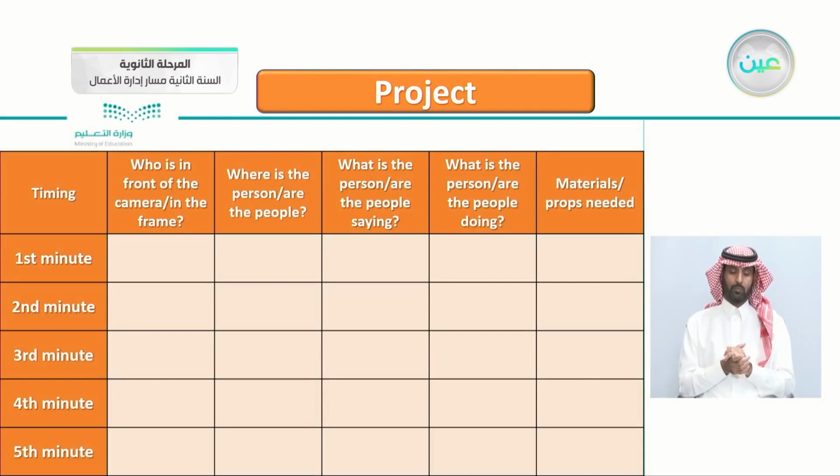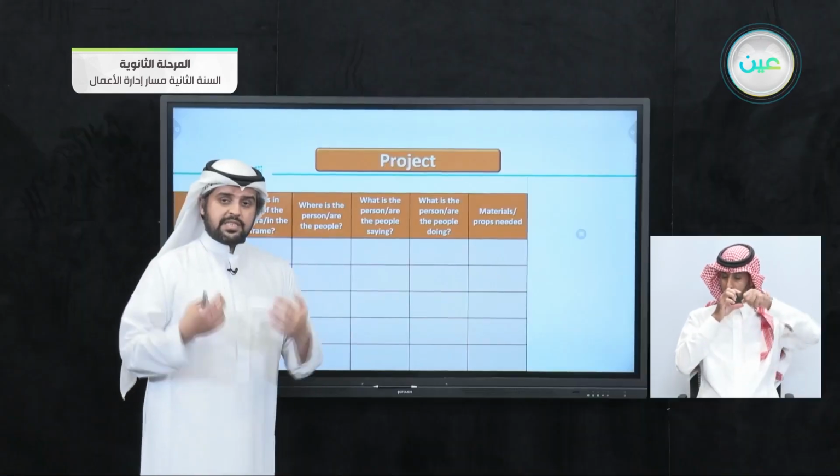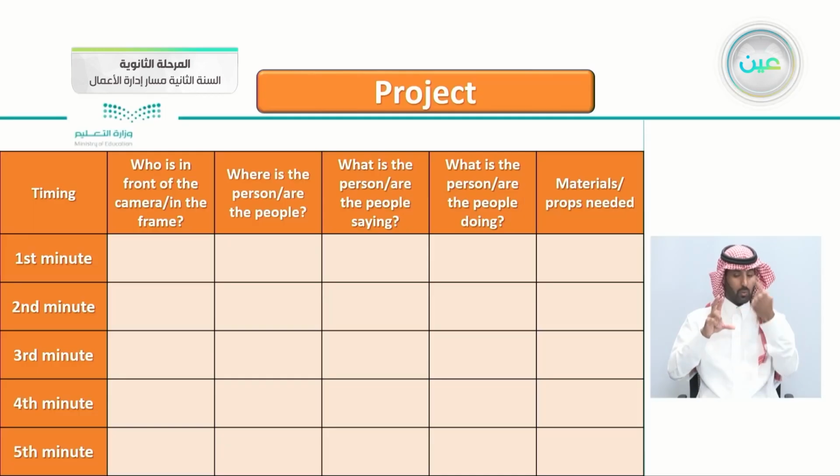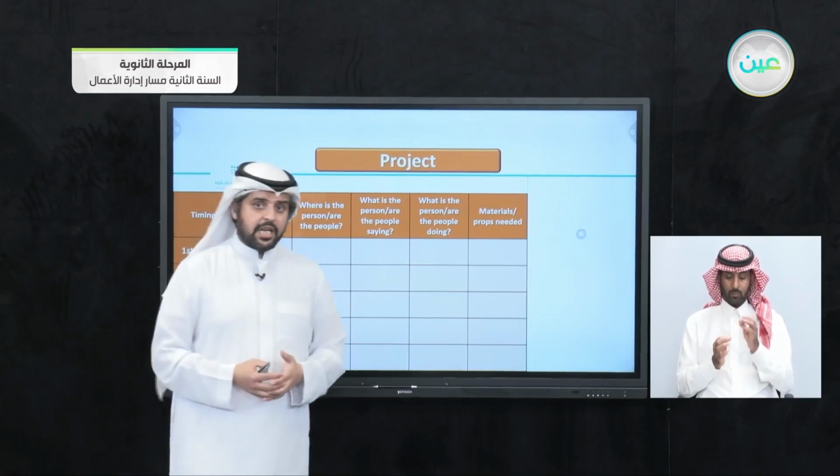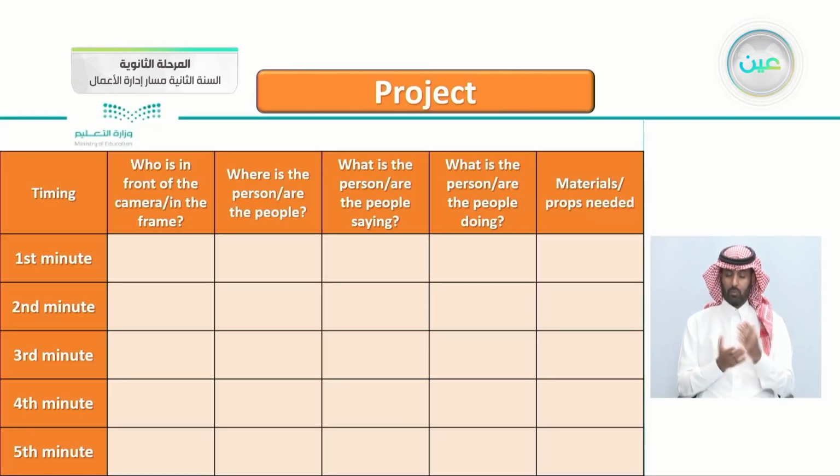This is the chart here. You have the timing, the first minute, the second minute, the third, the fourth, the fifth, and also who is in front of the camera, who is in the frame, just as I am right now. Where is the person, or where are the people? What is the person or the people saying? What is the person or people doing? Materials or props needed. So you have to decide all of these as a group. And remember to divide them into the first minute, second minute, third minute, and we go on.